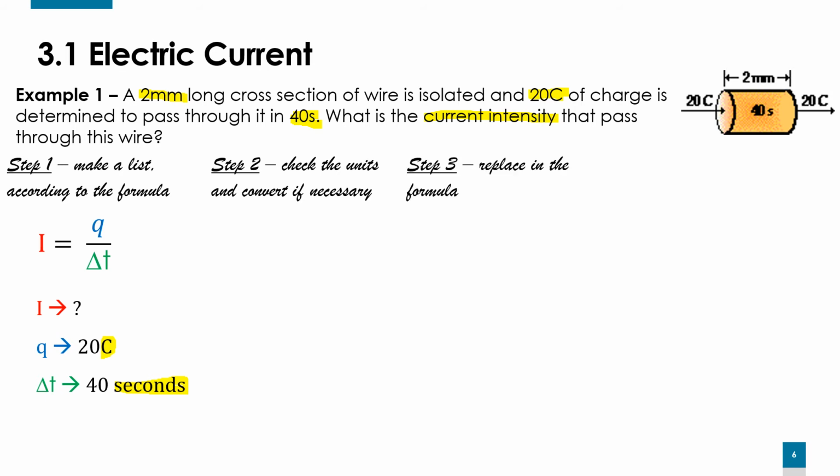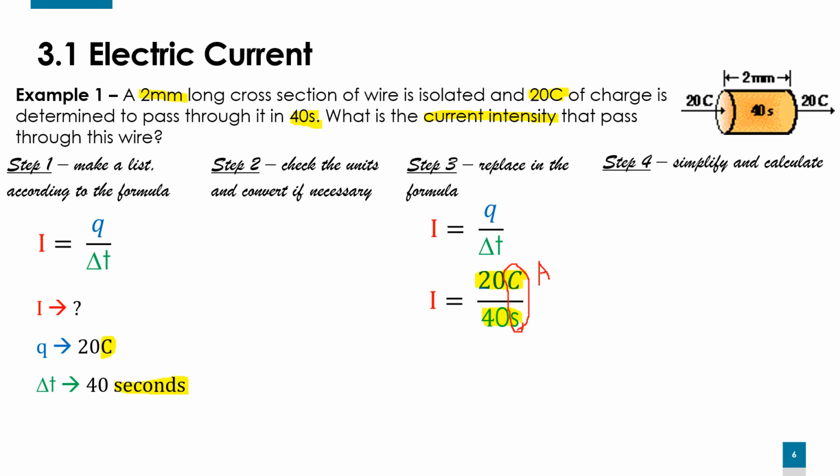Step 3, replacing the formula. So I'm going to write down the formula again, and I'm going to replace. Do I have the Q? Yes. Do I have the time? Yes. So just replace. For Q, I have 20 coulombs, and for time, I have 40 seconds. As you can see here, my unit is going to be coulomb per second. But then I can replace this with ampere.